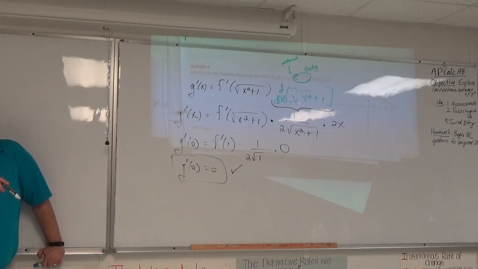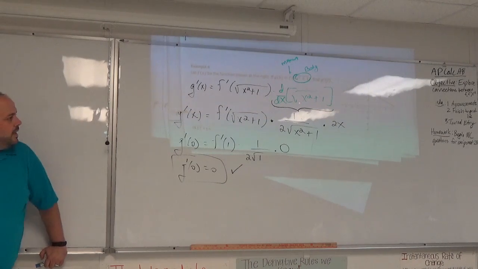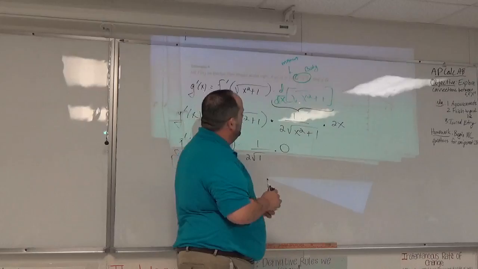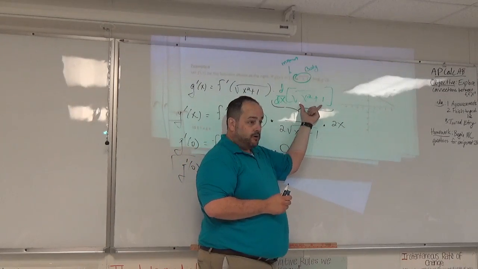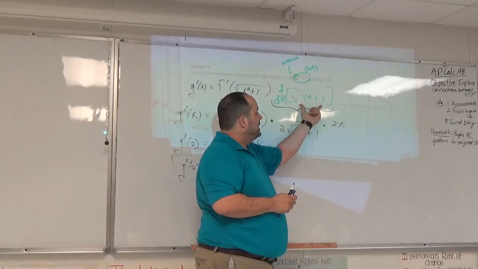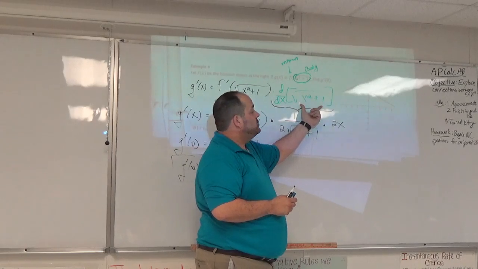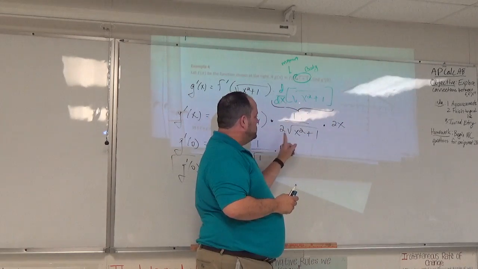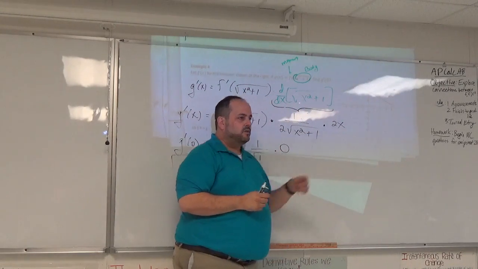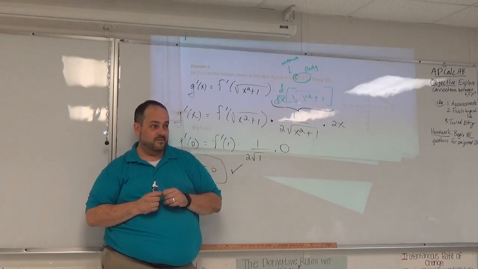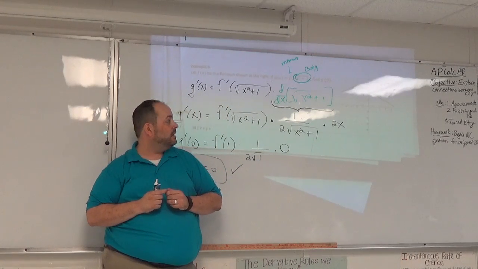Everybody okay? Where do you get the 2x from? When I was taking the derivative of the square root of x squared plus 1, it's a chain rule. Derivative of the square root of stuff, 1 over 2 square roots of stuff, times derivative of the stuff. Oh, you did the derivative of x squared plus 1 to the root.